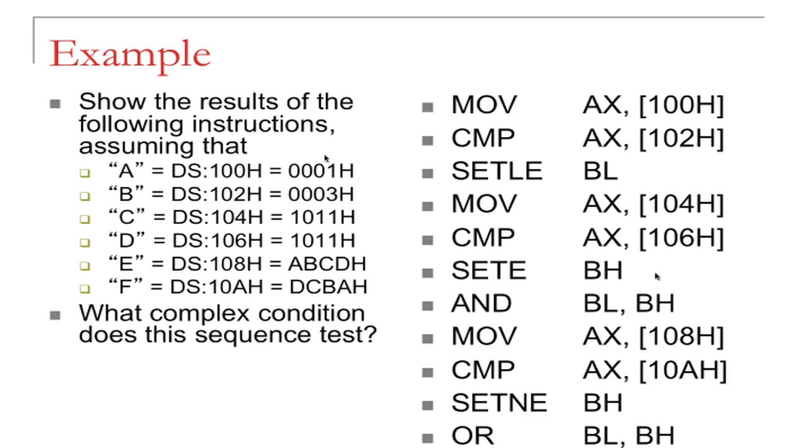And similarly, when we check C and D, what we're doing here is we'll check if C is equal to D or not. If that's true, we're going to set BH. Why BH? Because the instruction here is set E BH.